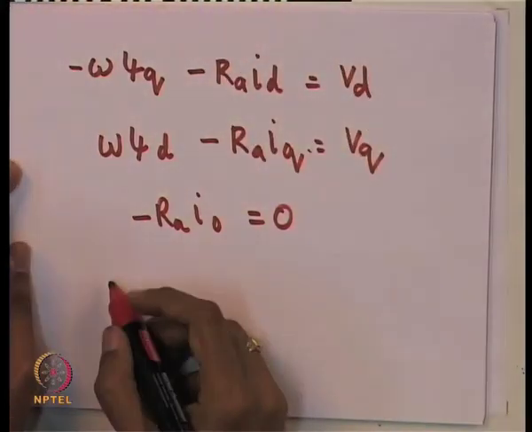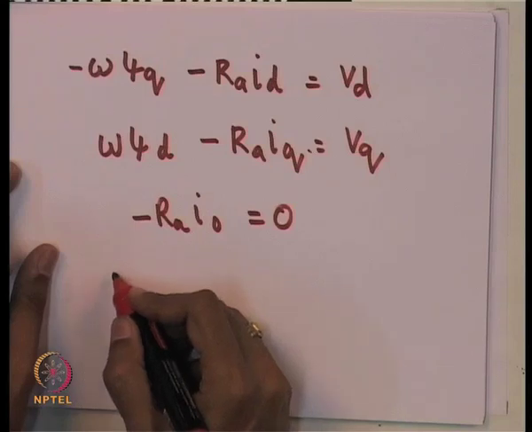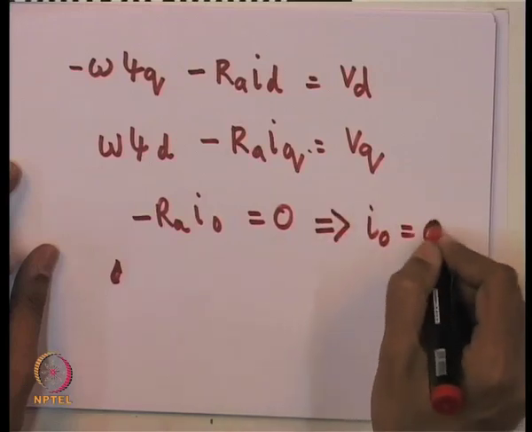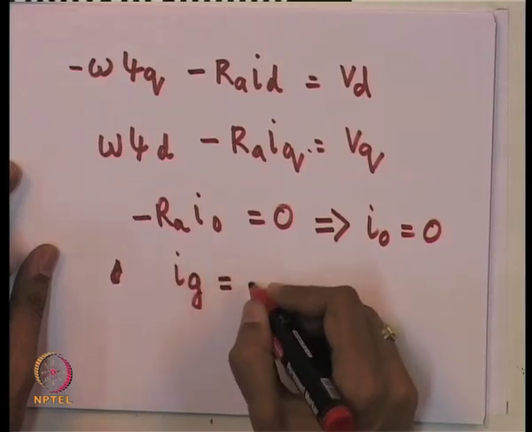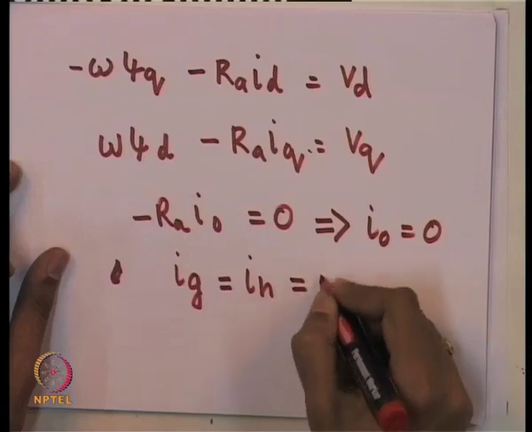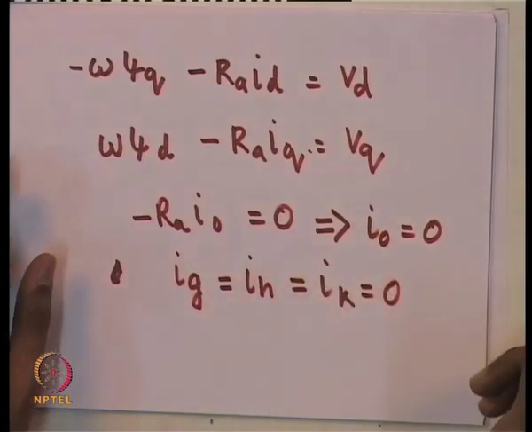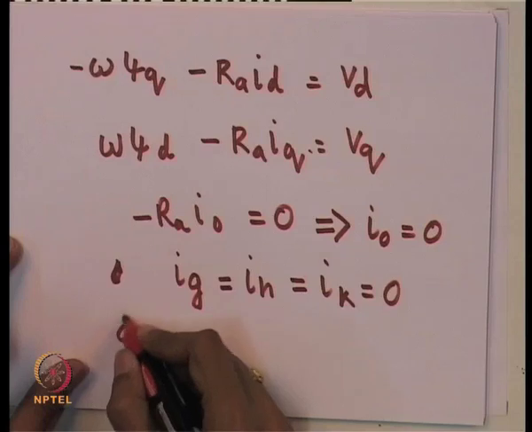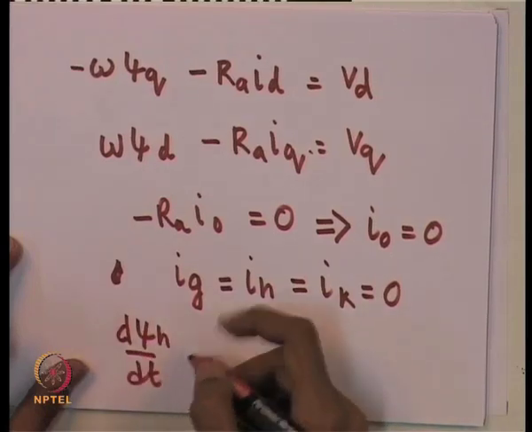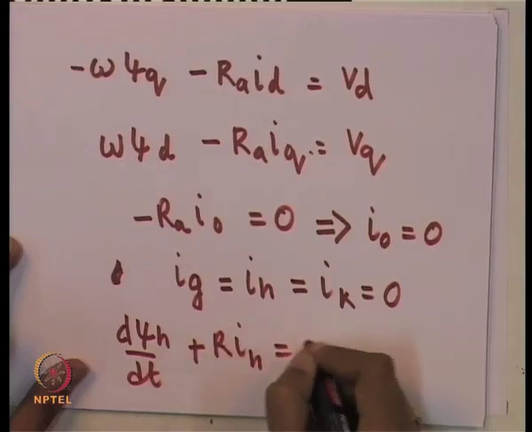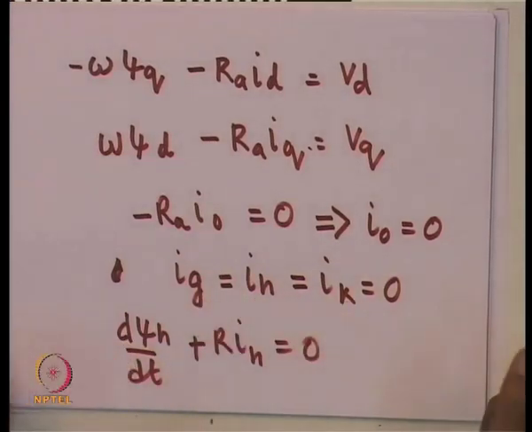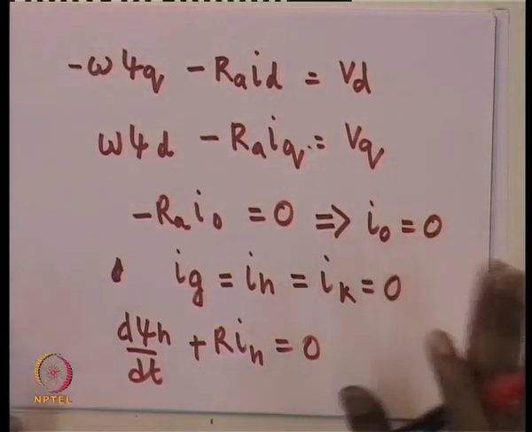Now, similarly, as I mentioned some time ago, this implies that I 0 is equal to 0. You also have the damper winding currents I g, I h and I k equal to 0. This is simply obtained by setting the d by d t corresponding to the damper winding equal to 0. For example, if we set d psi h by d t to be 0, it automatically means I h is equal to 0. Similarly, you can show that I g and I k are also equal to 0. I f is not equal to 0, it is going to be a constant in steady state.